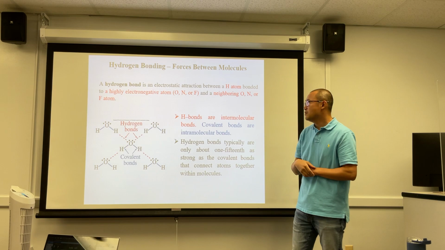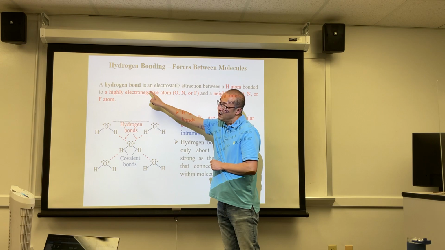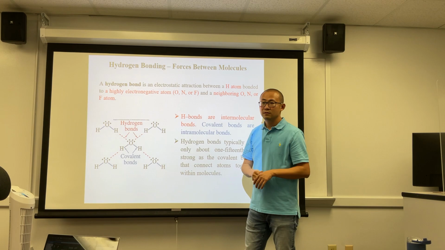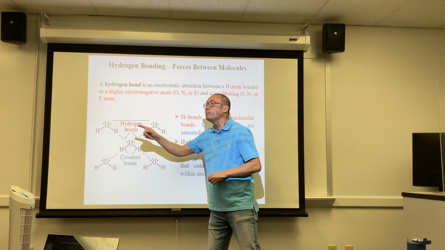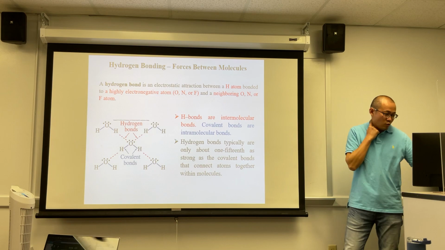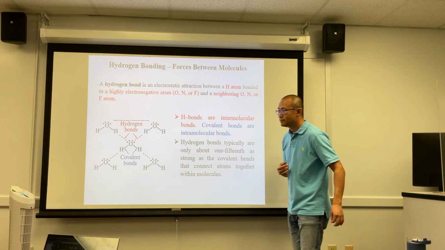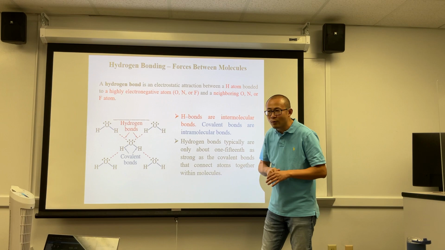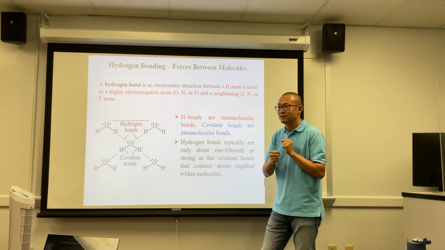The bond is very polar. Why is the bond polar? Because oxygen is very electronegative. Another reason is hydrogen is small. So because of these two reasons, these dashed lines, even though they're intermolecular interactions called hydrogen bonding, are very strong. Now, if they're very strong, think about it. What does it mean when a bond is strong? It takes a lot of energy to break it.